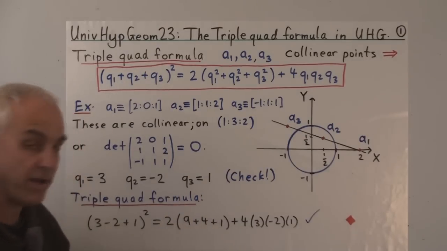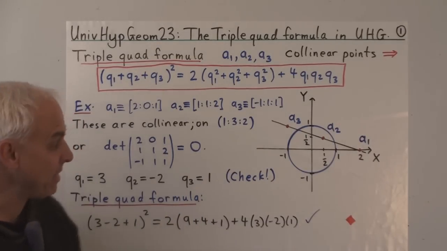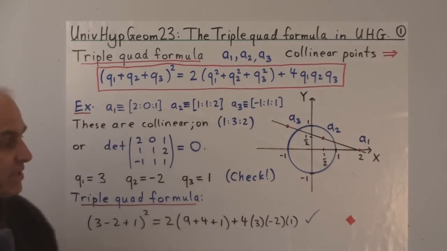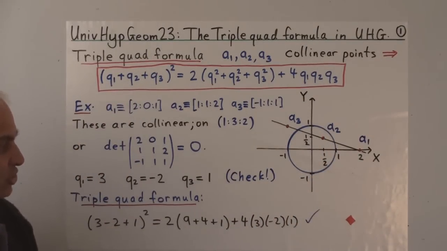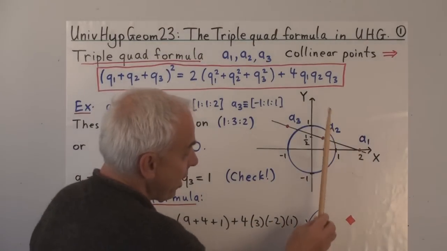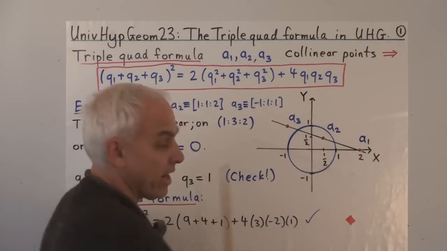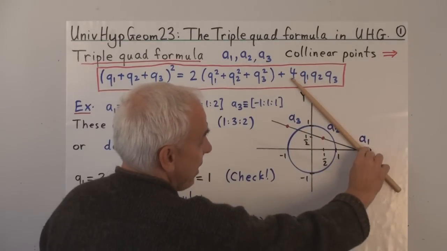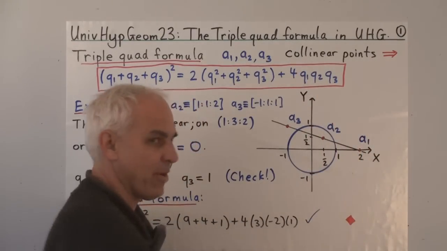Quadrance being 1 has a special significance. It means that these 2 points, A1 and A2, are in fact perpendicular. And geometrically what that means is that if you take the dual of A1, you get a line that passes through A2. And if you take the dual of A2, you get a line which passes through A1.